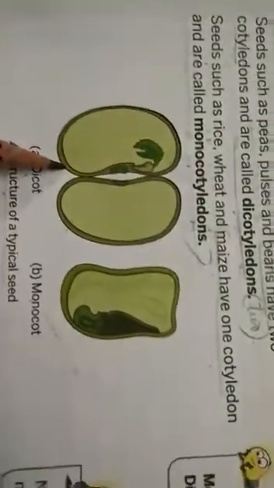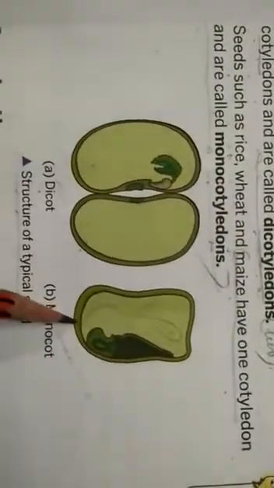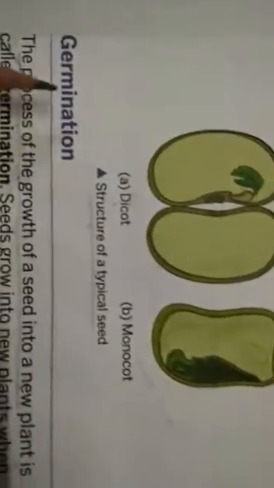Here you can see this in this picture. This is the dicotyledon and this is the monocotyledon. Now we come to the germination part. The process of the growth of a seed into a new plant is called germination.